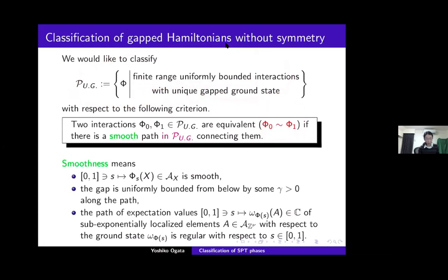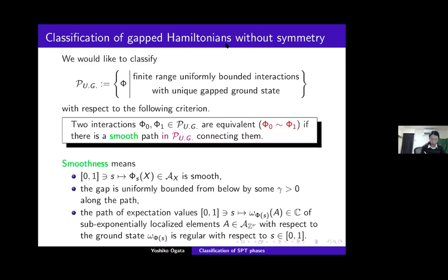So that is the classification I will consider in the classification problem of uniquely gapped Hamiltonians without symmetry. But here I need some remark. Here I said smooth, but by smooth I require a bit more than just the word smooth. Namely, I require there is no phase transition along the path. So let me explain more precisely. I require these three conditions to be satisfied along the path.